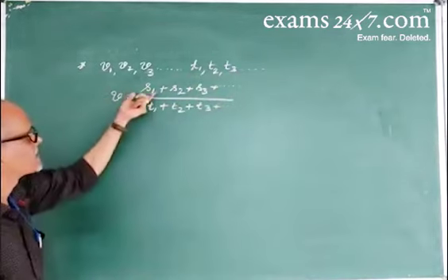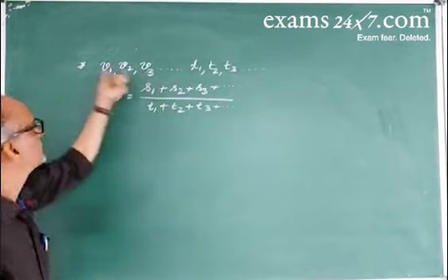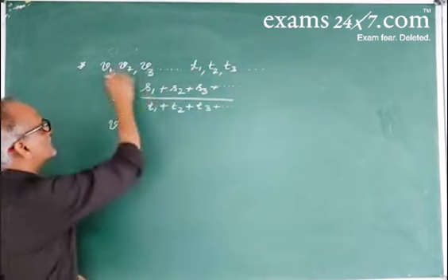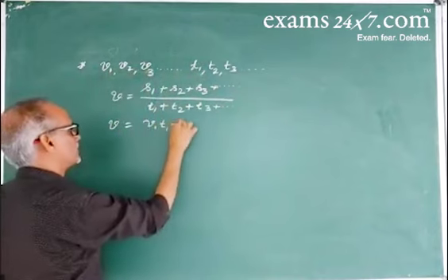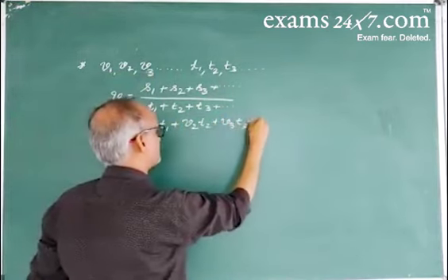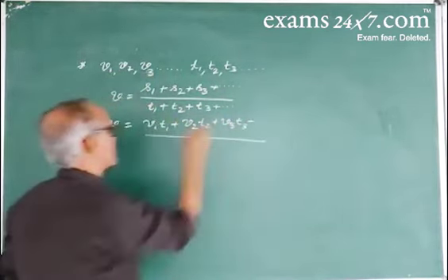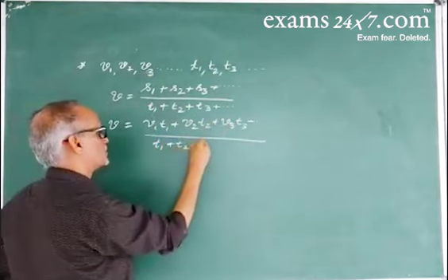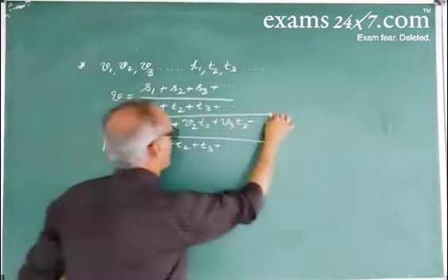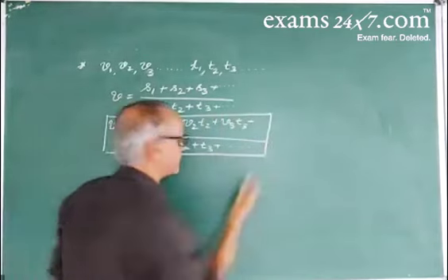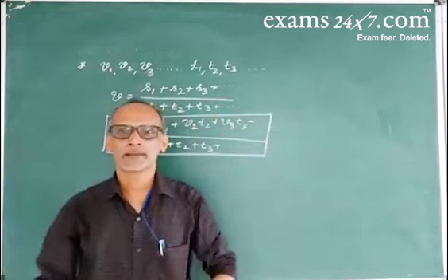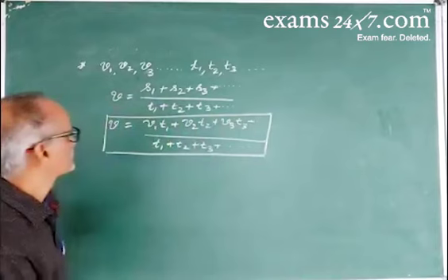But we can write this distance covered in terms of the velocity and the time. That is, v is equal to S1 by t1, that is, v1 t1 plus v2 t2 plus v3 t3 and so on, divided by the total time taken, which is t1 plus t2 plus t3. So this is how we can find the average velocity, or it can even be average speed, because when a body moves along a straight line, the average speed and the average velocity are the same.